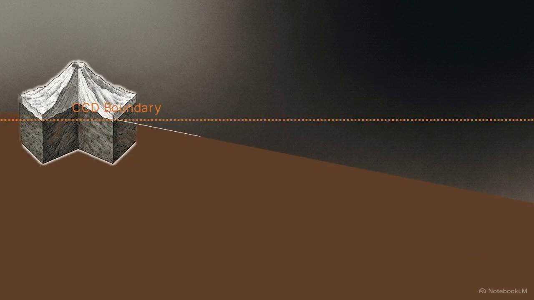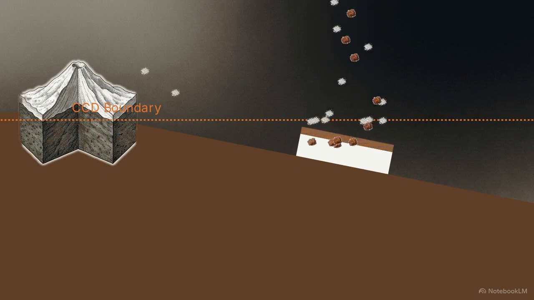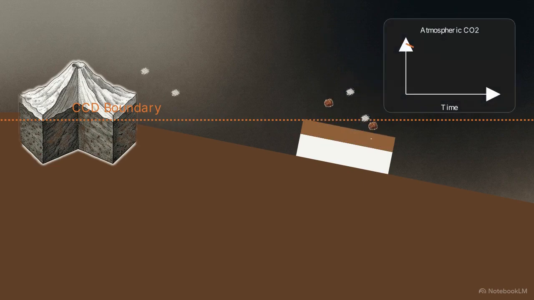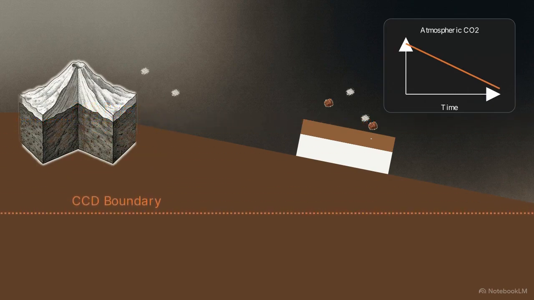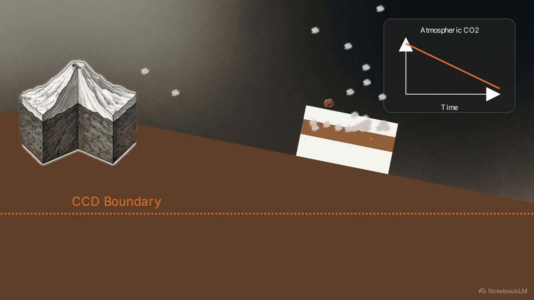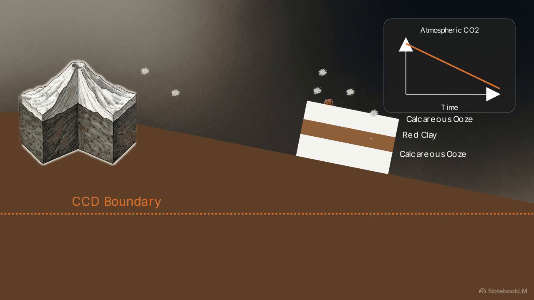New seafloor at mid-ocean ridges sits above the CCD, allowing solid carbonate to form. Over 23 million years, this crust moves away, cools, and sinks below the CCD. Here, falling carbonate dissolves, so only red clay accumulates on the older rock. 5 million years ago, glacial intervals dropped atmospheric carbon dioxide levels, making the ocean less acidic and pushing the CCD boundary deeper. As the CCD fell below this specific seafloor section, the water became non-corrosive, allowing calcareous ooze to survive and blanket the red clay.